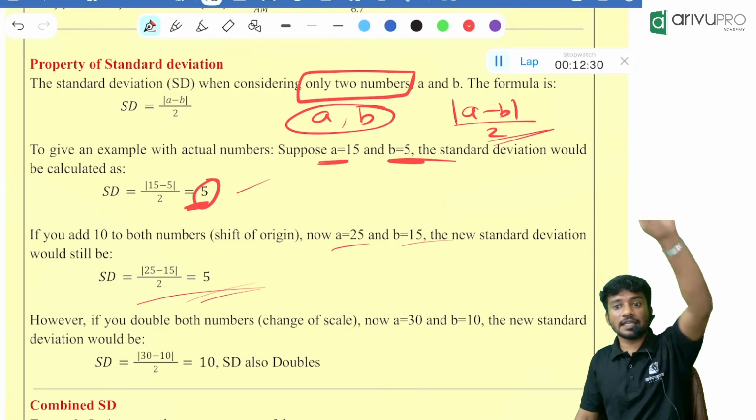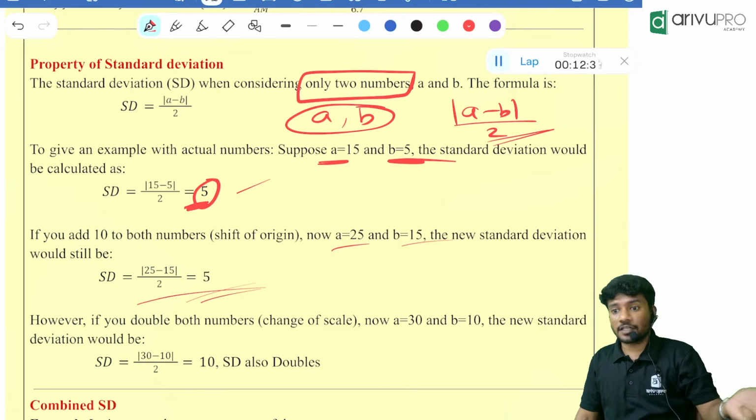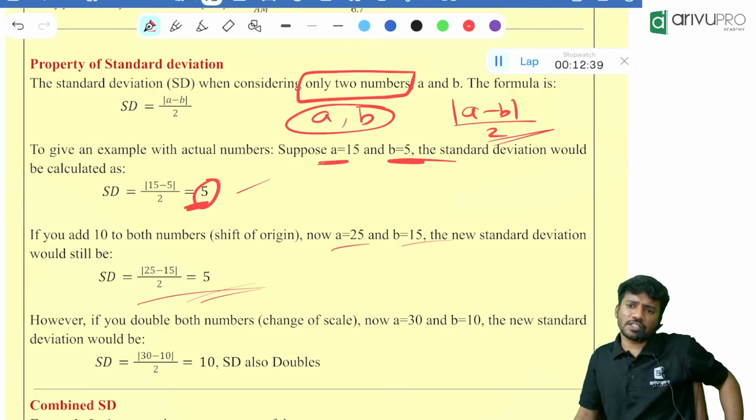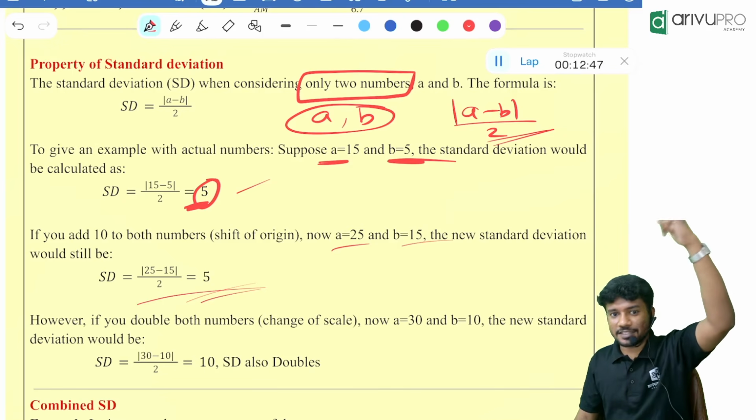What if I multiply each observation by 3? Standard deviation will become what? 3 into 5, that is how much? 15. What if I add 2 to each observation? Now, what is the change in the standard deviation? Basically, this is directing you to where? Change of origin and change of scale.